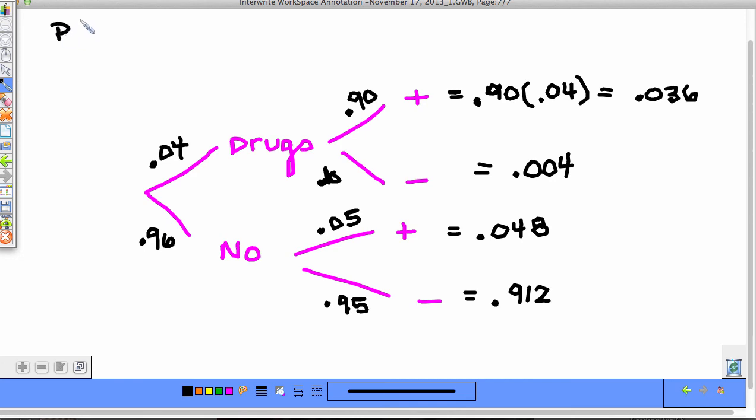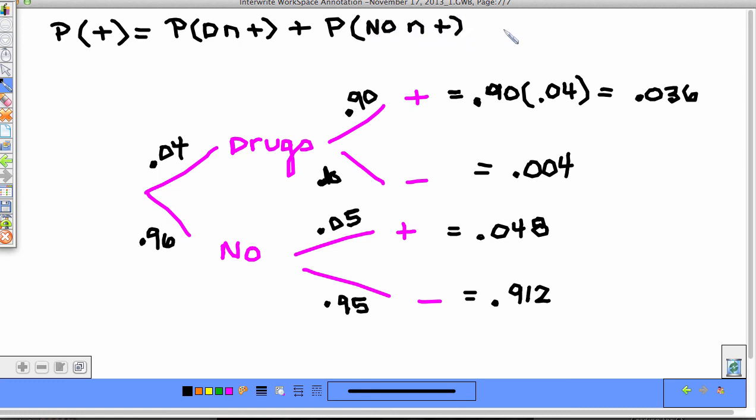So I want to know the percent of people who test positive. Okay, well that's going to be the percent of people who do drugs and test positive, plus, because it's or, the percent of people who don't do drugs and test positive. So these values here would be 0.036 plus 0.048. Remember, the percent of people who actually test positive is 0.084.